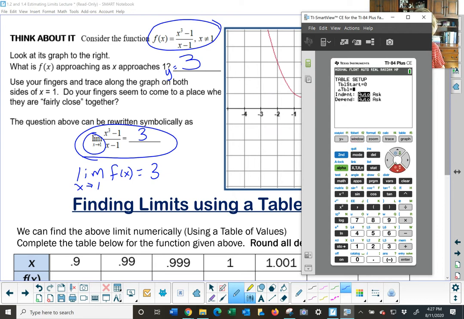And I'm going to override the autofill of the independent X variable and switch it over to Ask. I'm sure you're familiar with this because I bet you had to do it in pre-calc. So now I can put in my own values. I can put in 0.9, enter. I can put in 0.99. I can put in 0.999, right?